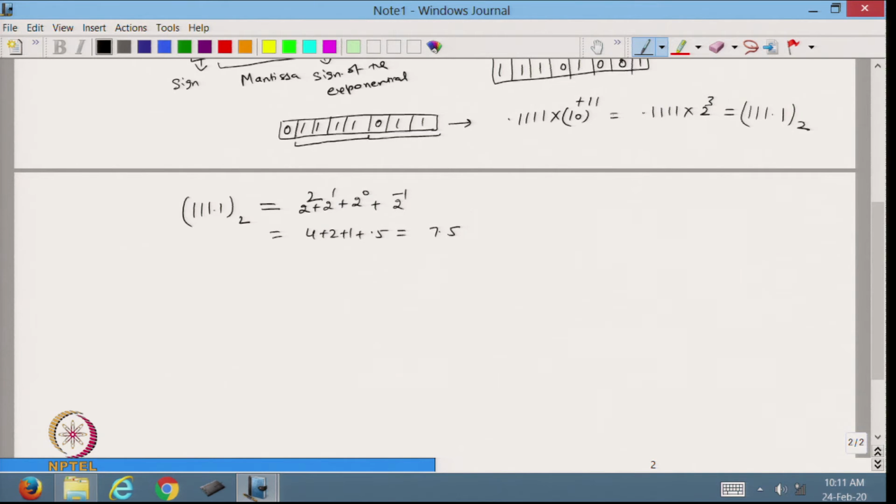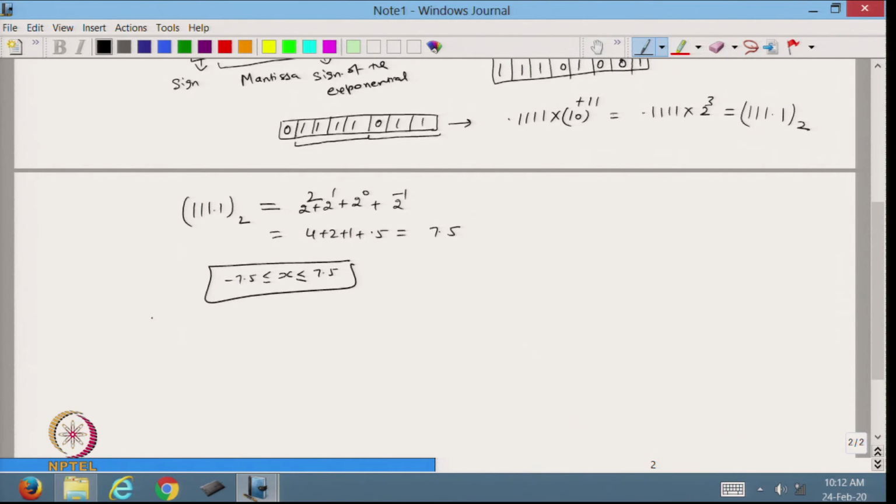So, this is the largest number we can save in the 8-bit computer. I can say that if I have an 8-bit computer, then 7.5 is the biggest number I can compute, and the lowest one can be minus 7.5. So, that is the number we can deal with in floating point for the 8-bit computer.